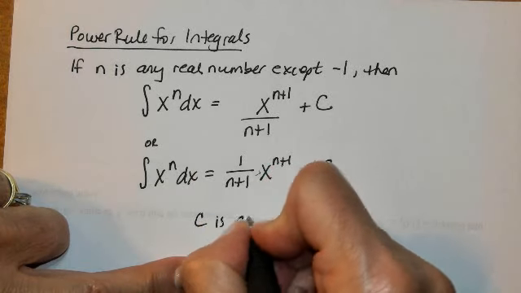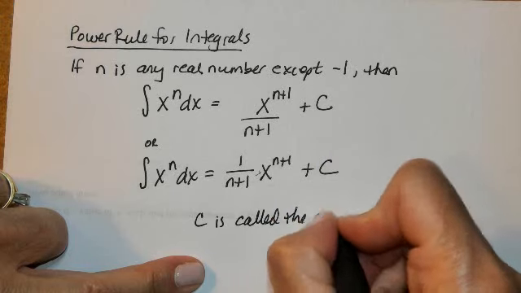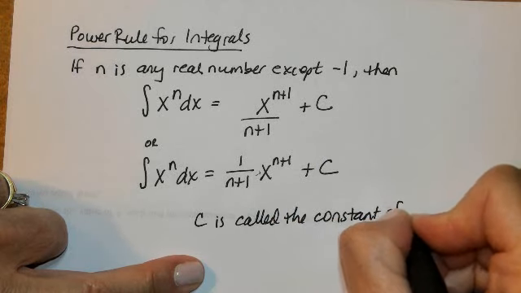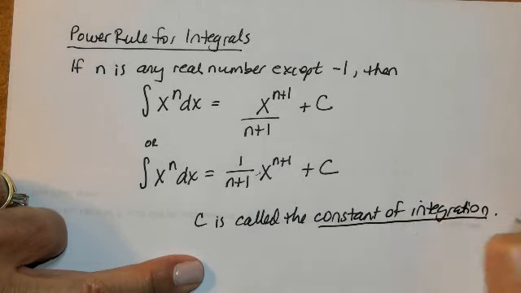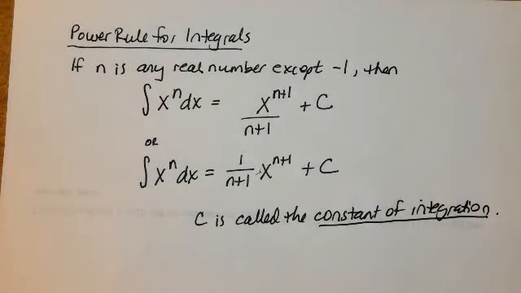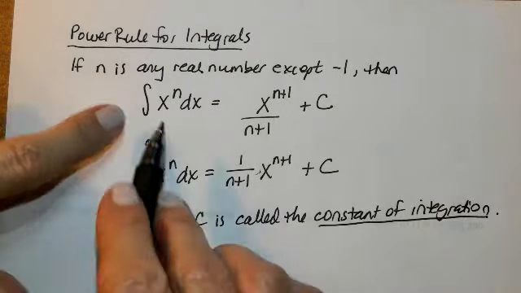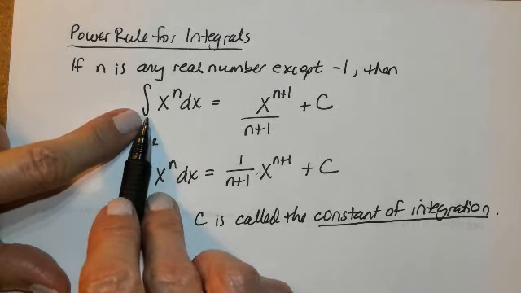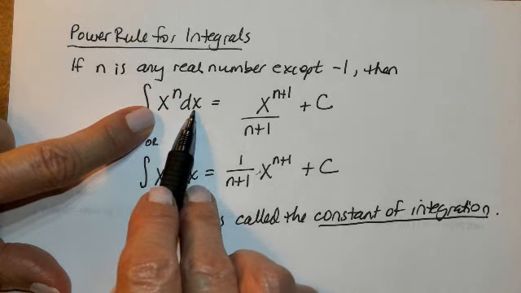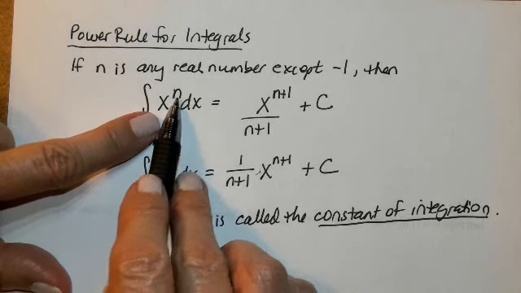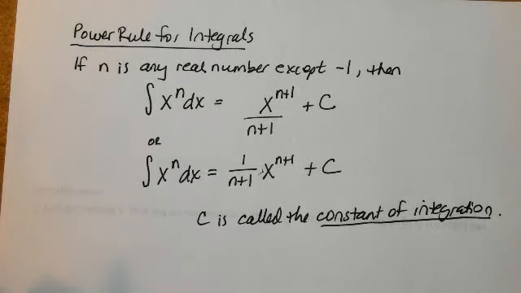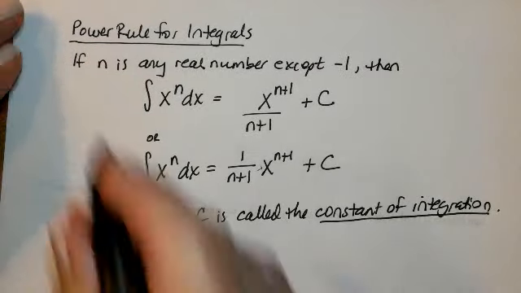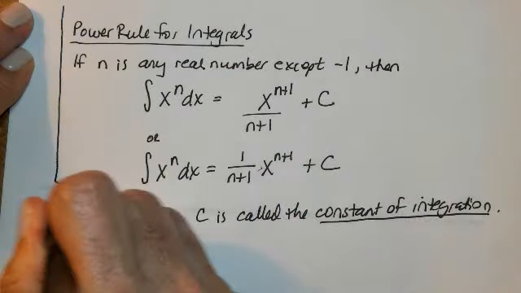C is called the constant of integration. All right, so I would read this as the antiderivative of x to the n dx, or the antiderivative of x to the n with respect to x, is equal to x to the n plus 1 over n plus 1, plus c. So that's our power rule for integrals.